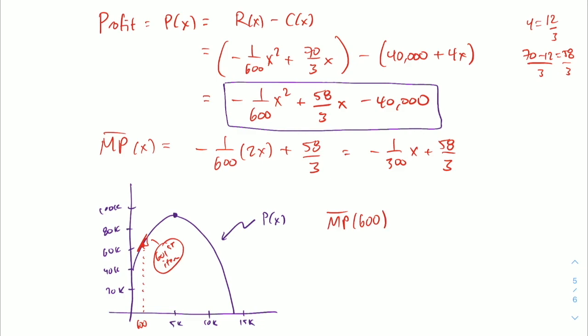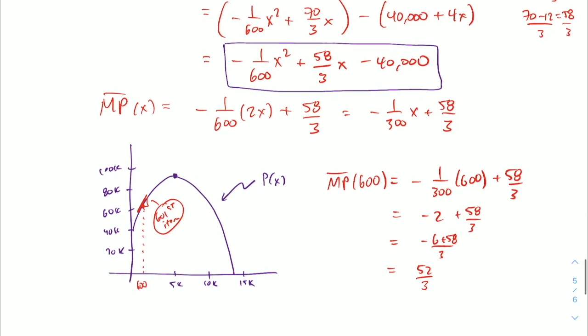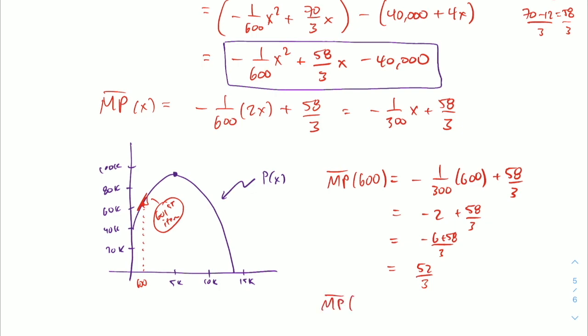We'll put 600 into the marginal profit, so we'll get negative 1 over 300 times 600 plus 58 over 3. That gives us negative 2 plus 58 over 3. So negative 6 plus 58 over 3, which is 52 over 3, which is approximately 17.33 if we round. Let's make this a little squiggly equal sign here. So the marginal profit is approximately $17.33.